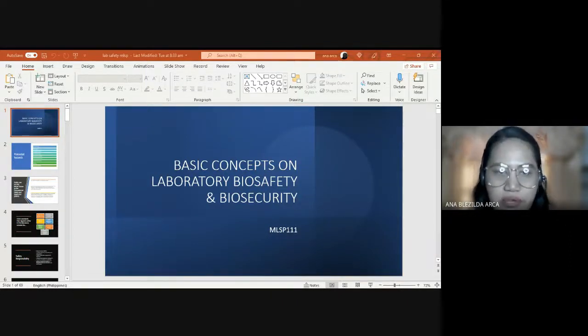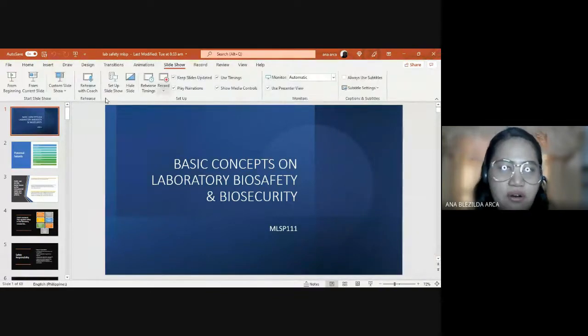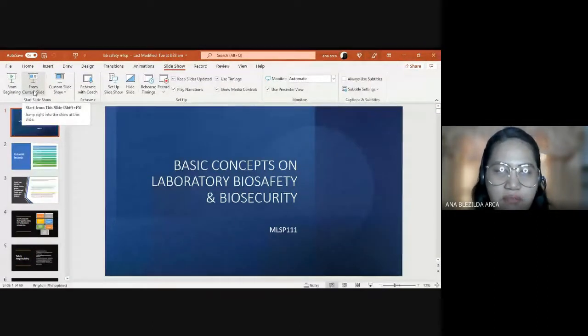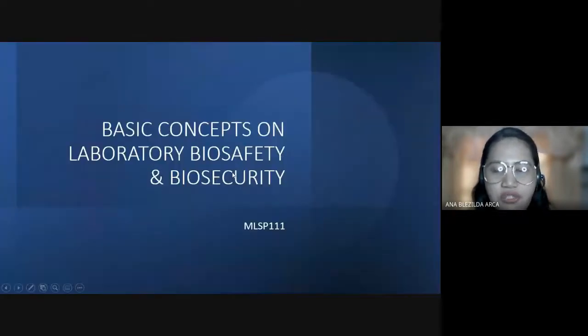For now, we're going to discuss the basic concepts of laboratory biosafety and biosecurity. Now, this topic is very important in our profession because it deals with safety practices in the laboratory and making sure that you are working responsibly to contain any infectious microorganism from getting out of the laboratory. So lahat daw ng infectious dapat sa loob lang ng laboratory and properly handled and properly disposed. So that is what we're going to talk about here.